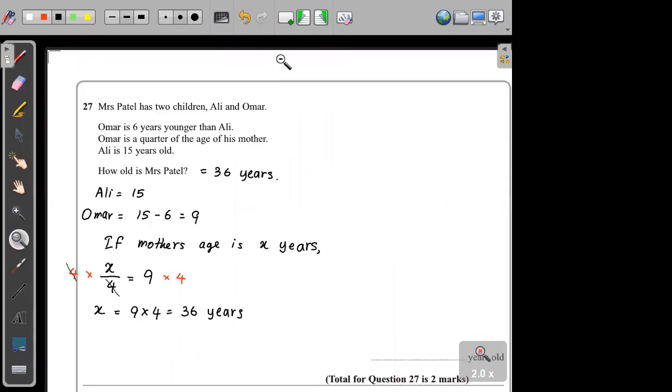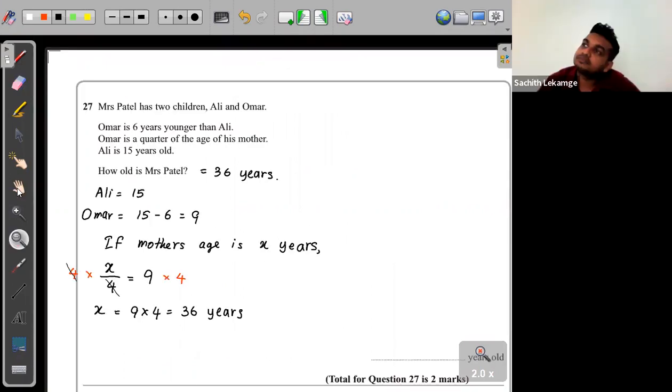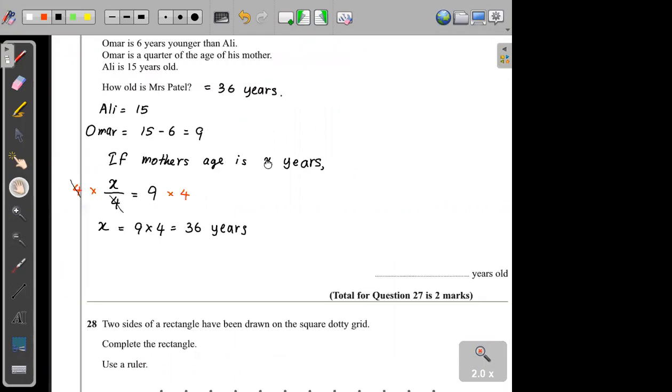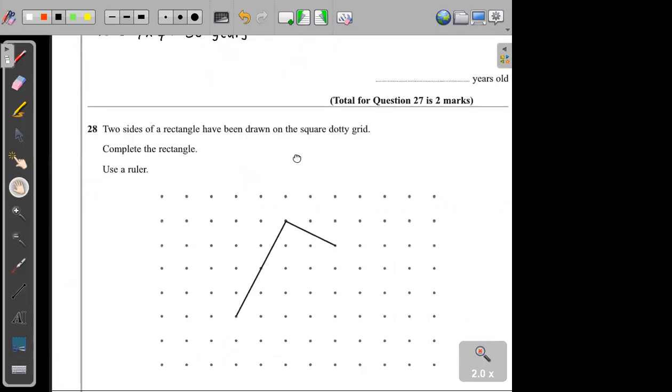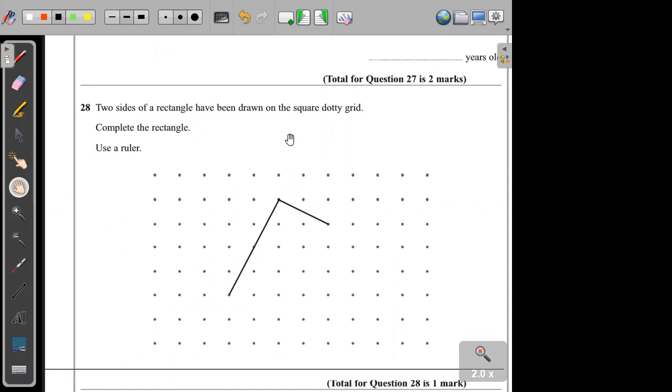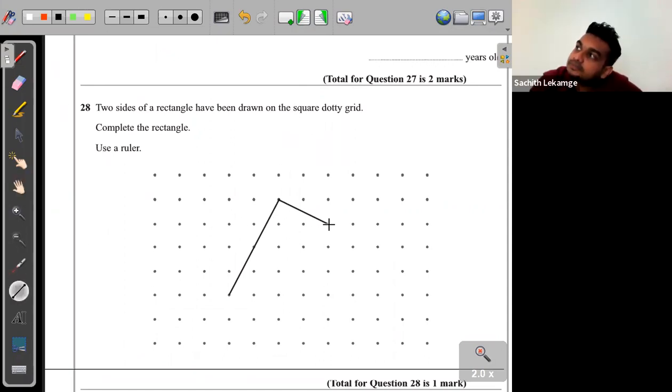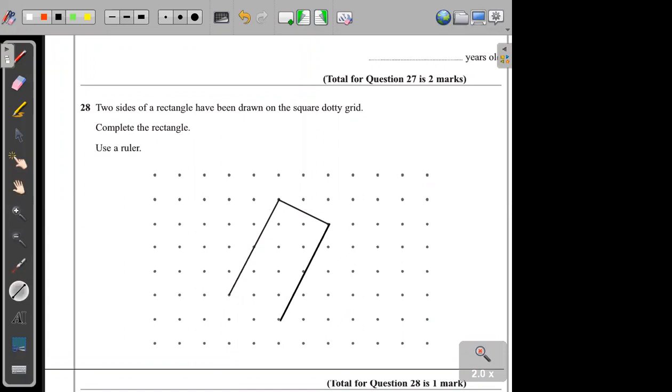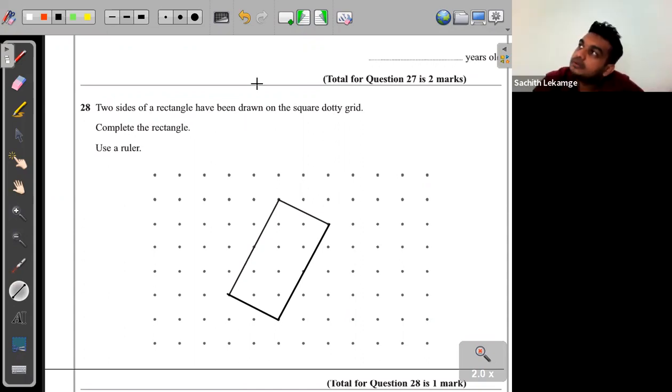Okay. Shall we go to the other question? 28. Two sides of a rectangle have been drawn on the square dotted grid. Complete the rectangle. Use a ruler. This is easy. Take your ruler. Okay, cool. That's easy. I'm not going to waste my time on this one.